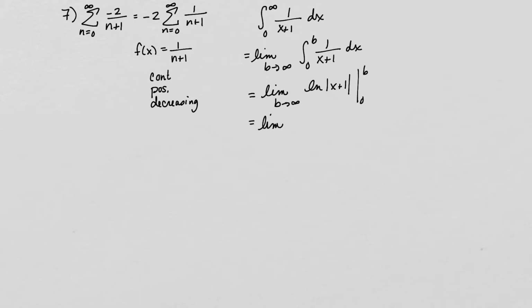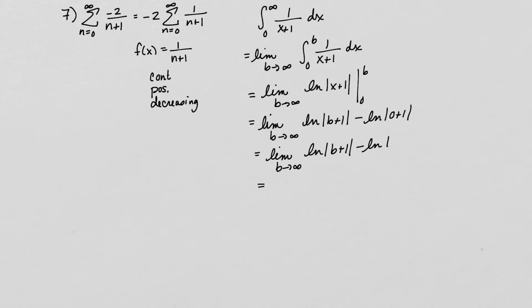So we're going to have the limit as b approaches infinity of the natural log of b plus 1 minus the natural log of 0 plus 1. The natural log of 0 plus 1 is the natural log of 1, which is 0. And so if I plug in b goes to infinity, I have infinity minus 0, which is just infinity, so it's going to diverge.